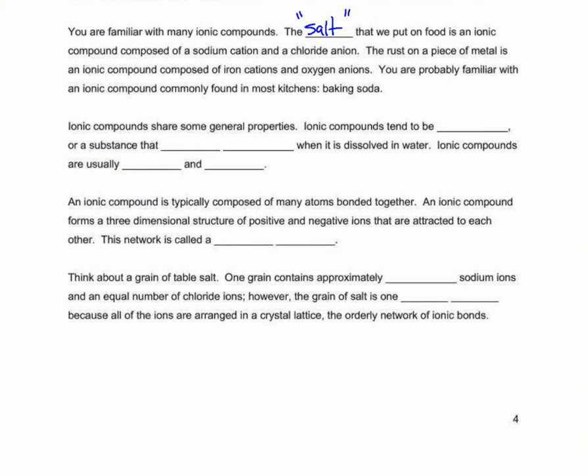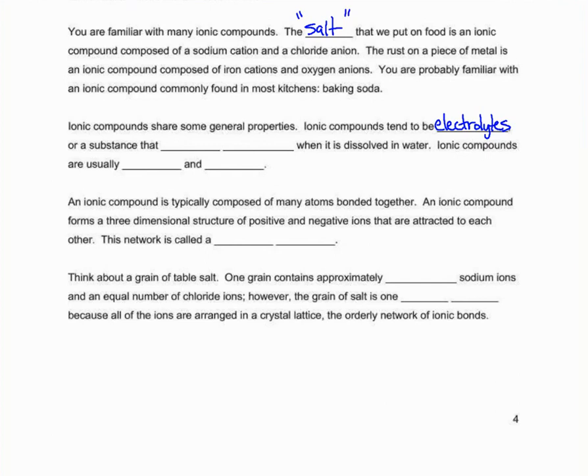There are some general properties shared by all ionic compounds, or at least most. Ionic compounds tend to be electrolytes. So if we're talking about electrolytes, you're probably familiar with it in terms of Gatorade or Powerade. We're talking about in that specific instance, something like sodium, potassium, chloride, magnesium. It's the things that are coming out in your sweat and you're just trying to replenish your body's supply.